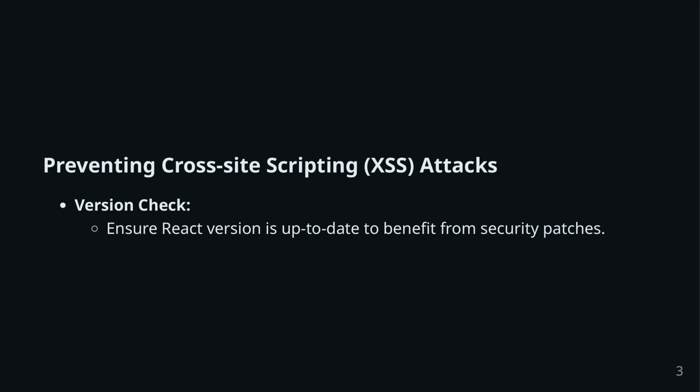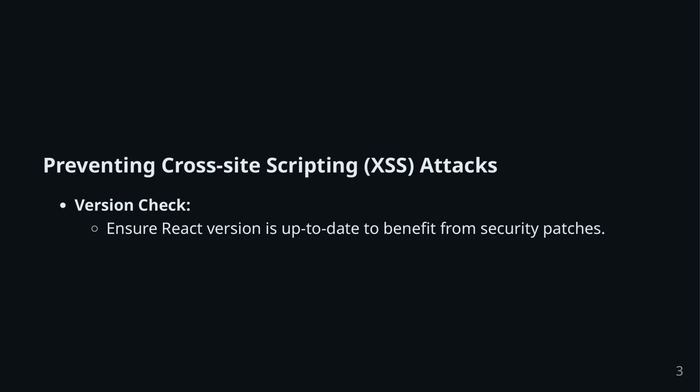Ensuring the prevention of cross-site scripting, XSS attacks, is crucial for maintaining the security of your React applications. One fundamental step in safeguarding your application is performing regular version checks to ensure that you are using the most up-to-date version of React. By doing this, you can take advantage of the latest security patches and improvements provided by the React development team. Staying current helps mitigate the risk of XSS vulnerabilities and keeps your application environment secure for both developers and users.